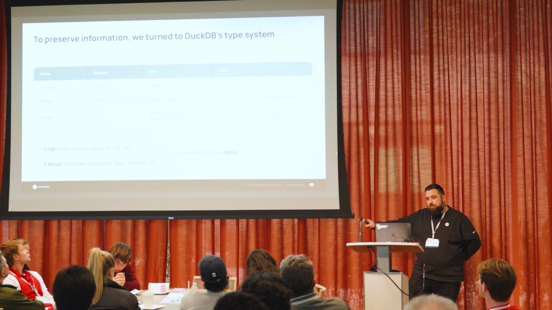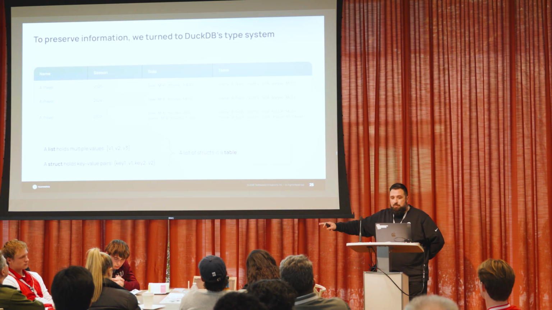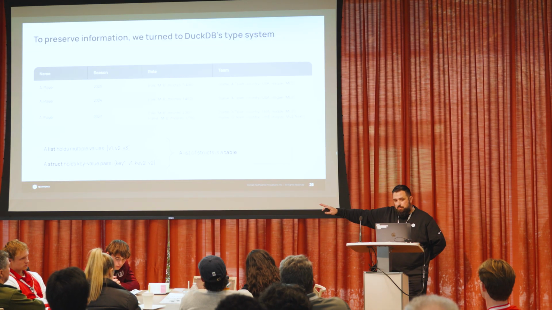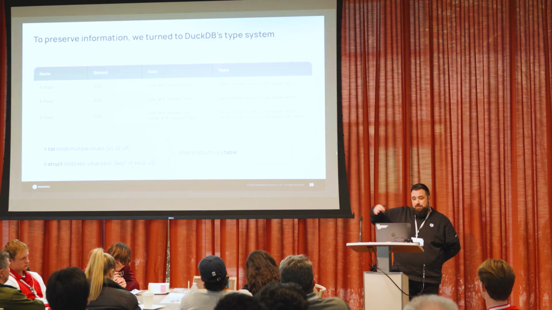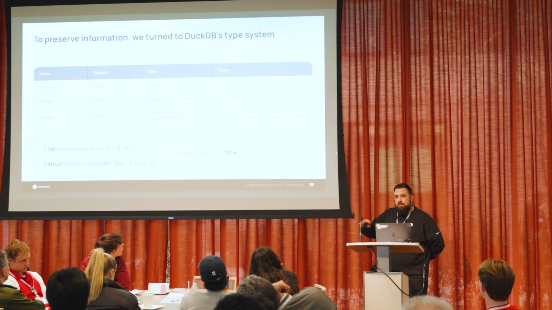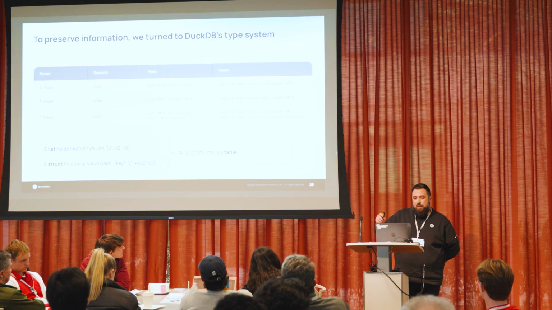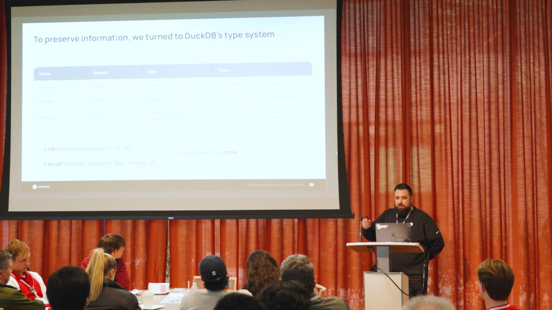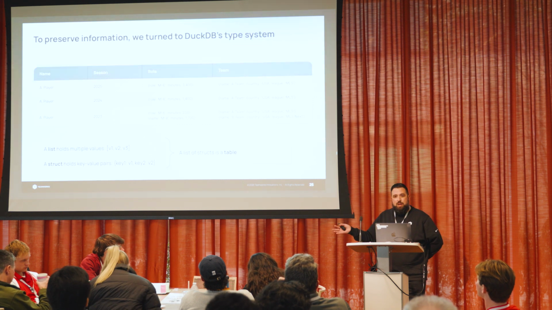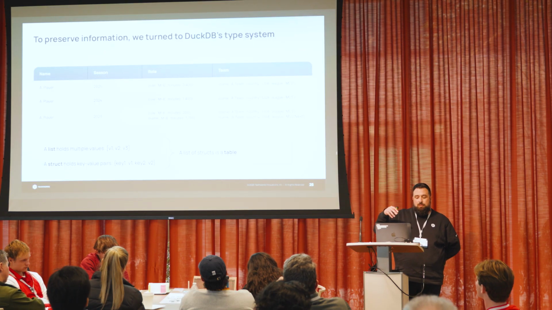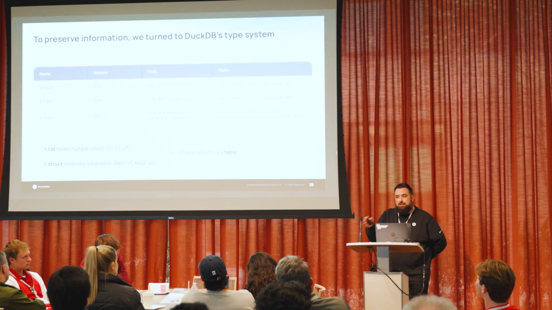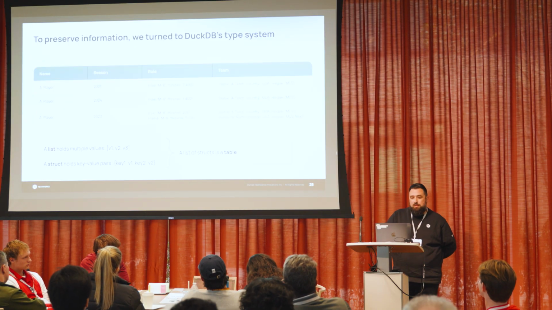And to do that, we leverage DuckDB's type system. In particular, we use what DuckDB calls a list, which is like an array, just a list of values, and then a struct, which is like key value pairs, like maybe a dictionary in Python. And if you combine these together, effectively what you get is a table. So instead of throwing that information away, we're effectively aggregating into a table and then storing that as a nested table within our overall table.